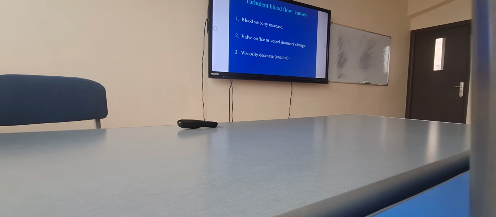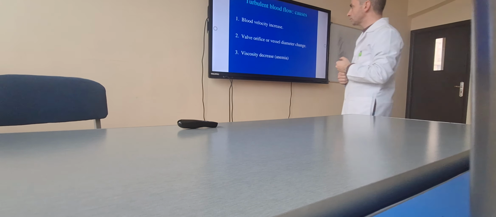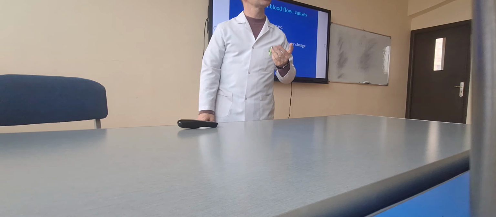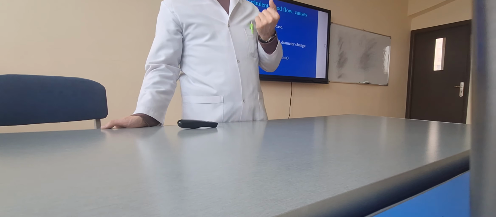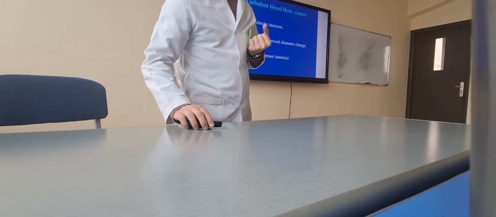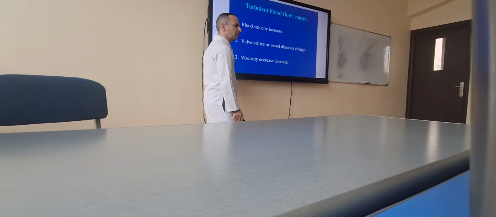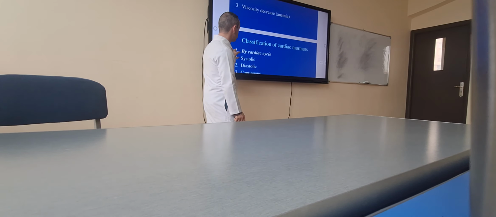Pathologically narrow, because anyway, in the blood circulation system, aorta, large, mid-diameter arteries, small diameter arteries, arterioles, the diameter is anyway going to be smaller. But, for example, aortic stenosis is already a pathological decrease in the diameter. Viscosity decrease, for example, in anemia, so the chance of turbulence increases.